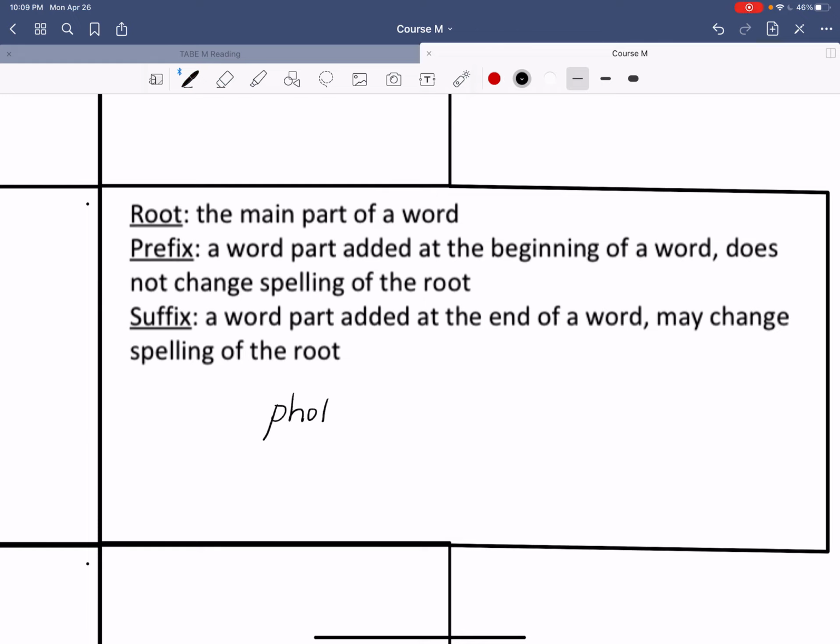So we have photo, synth, and I'm not breaking by syllables. I'm breaking by word parts on this one. Here's your root, synth. And I know from many years of studying science that synth means to make.